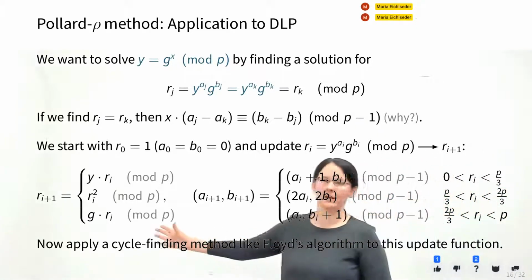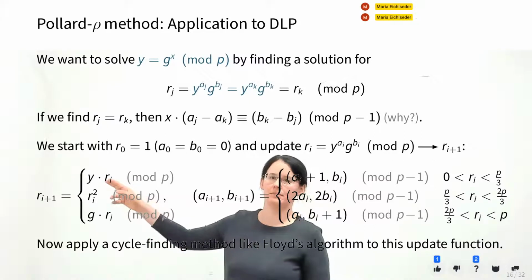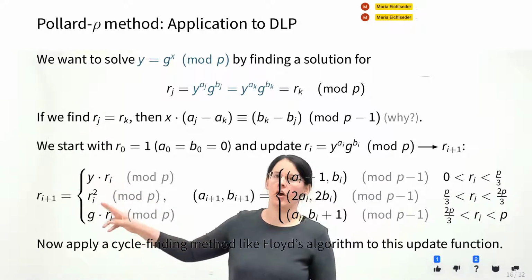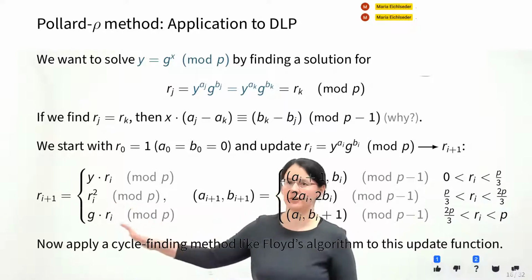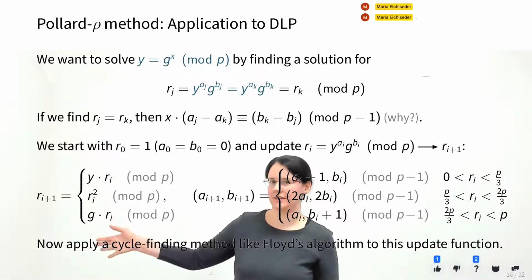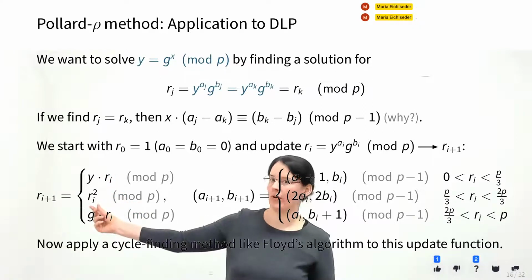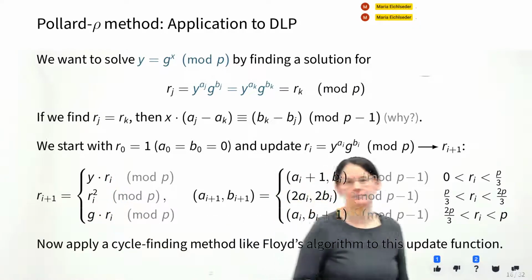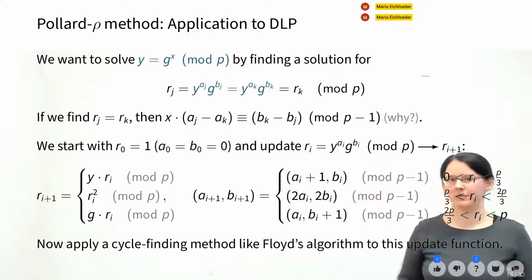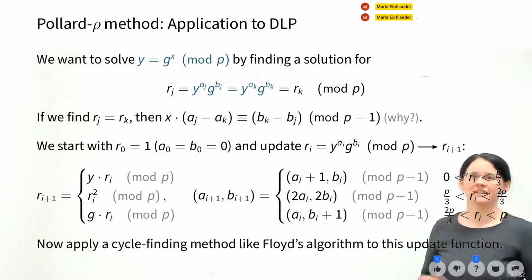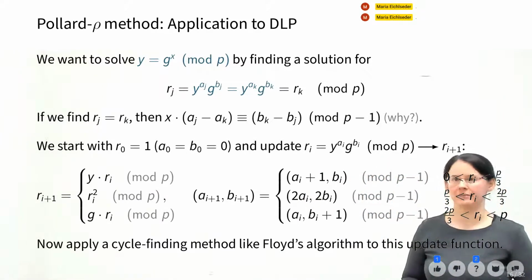And if we look at the group elements, this corresponds to either multiplying the previous result by y, or multiplying it by g, or squaring it. You can also translate this to elliptic curve terms, I guess. So either add the base point or add the challenge point or do a doubling. There are many other possible choices for this function. I just need something that walks around randomly.